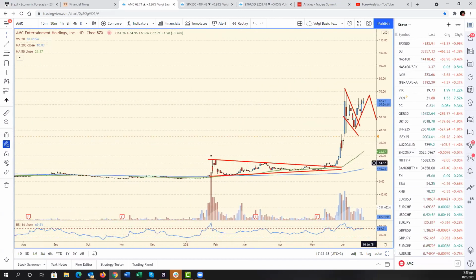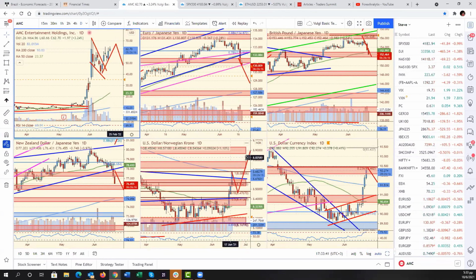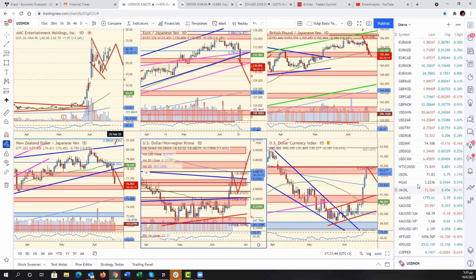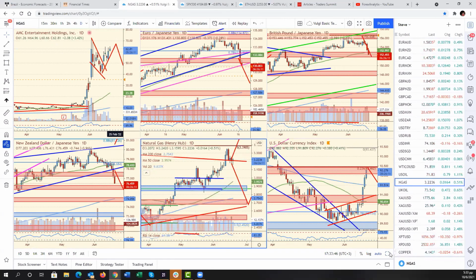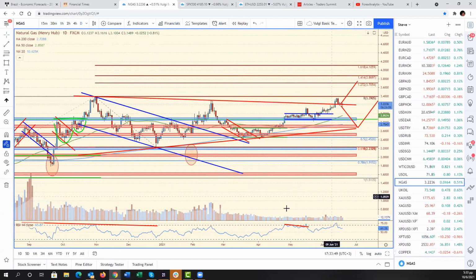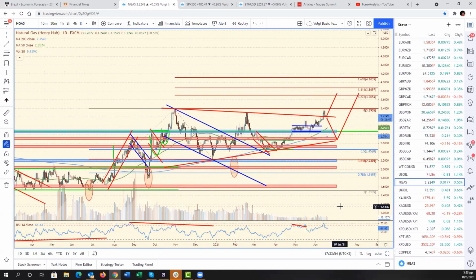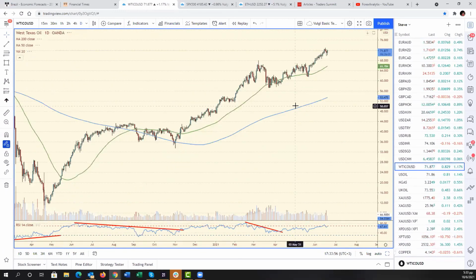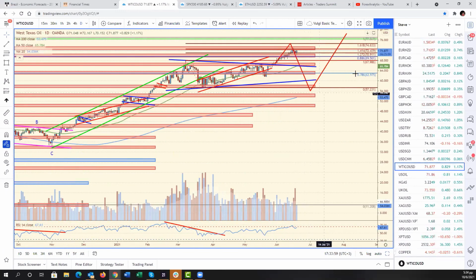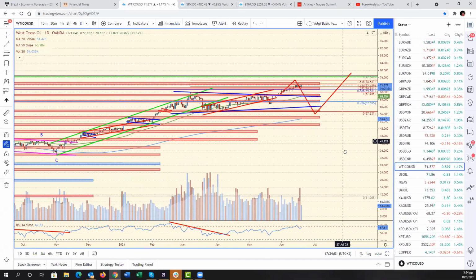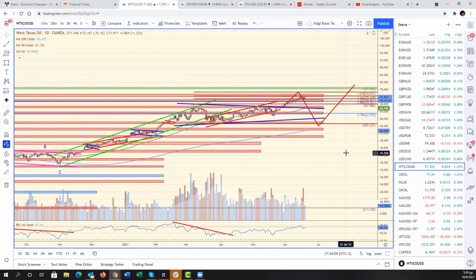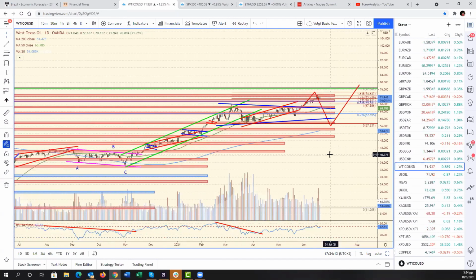Last but not least, natural gas. Nothing here for the time being. Still holding above this broken triangle, right? And keep in mind that crude oil is also holding up very, very nicely in comparison to what everything else is doing that's dollar denominated, right? So keep that in mind. Crude, natural gas holding up very well.